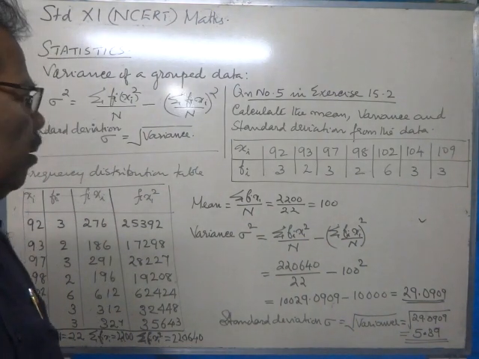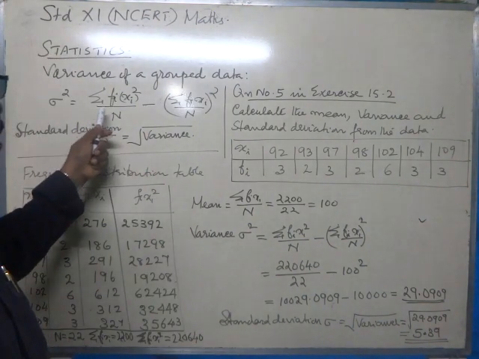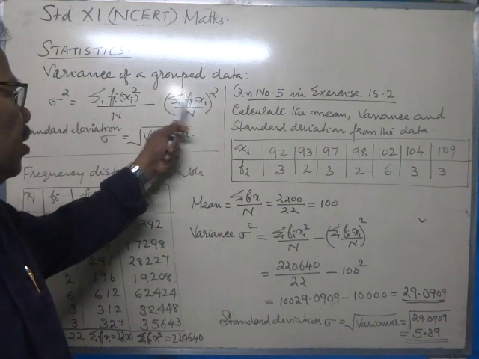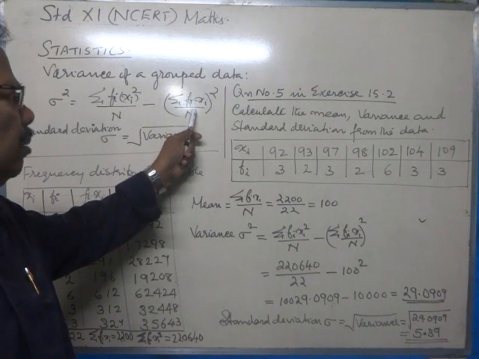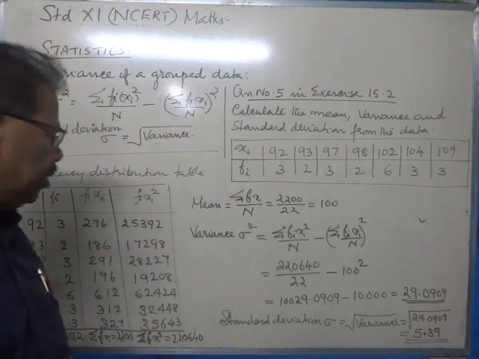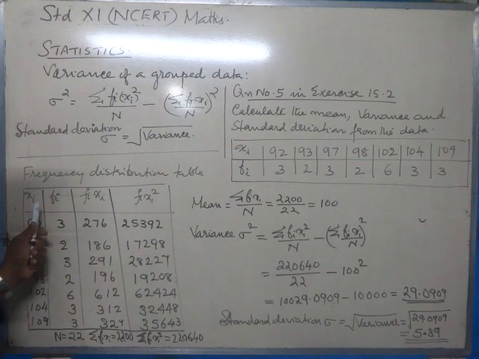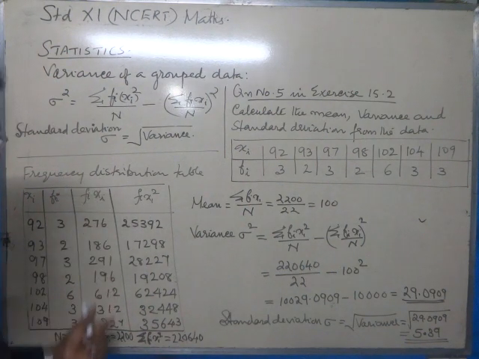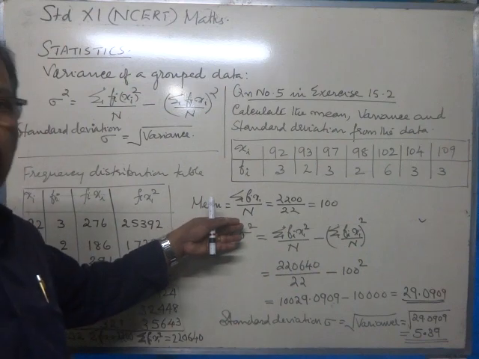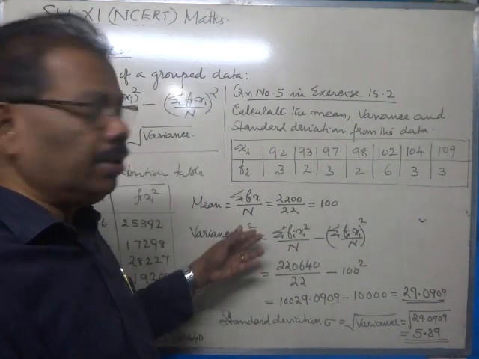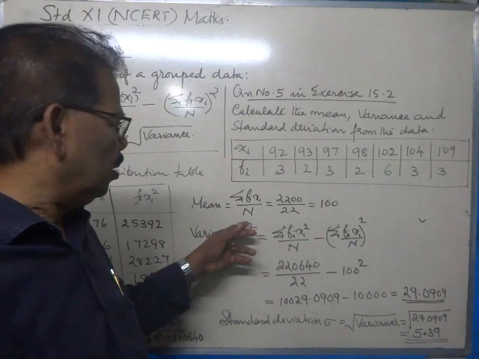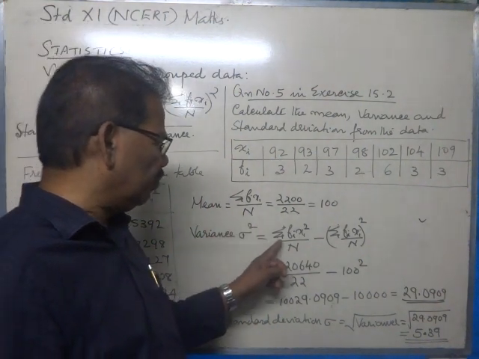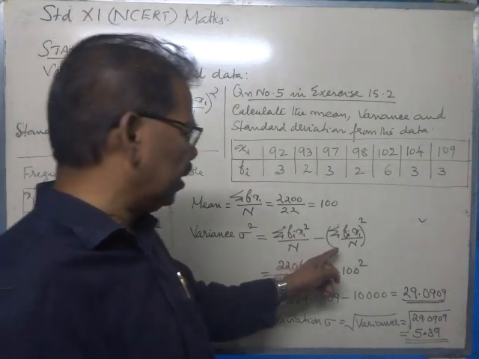Once again, variance is sigma fi xi square by n minus mean square. Sigma fi xi by n means this is mean square. So in the tabulation, there should be xi, fi, fi xi and fi xi square. Complete the tabulation. Then simply evaluate using the formula variance is equal to sigma fi xi square by n minus sigma fi xi by n all square.